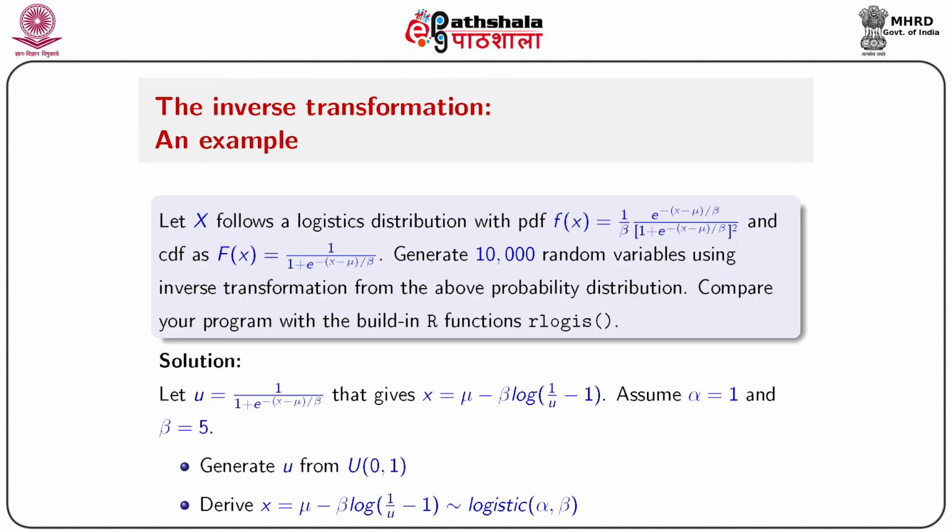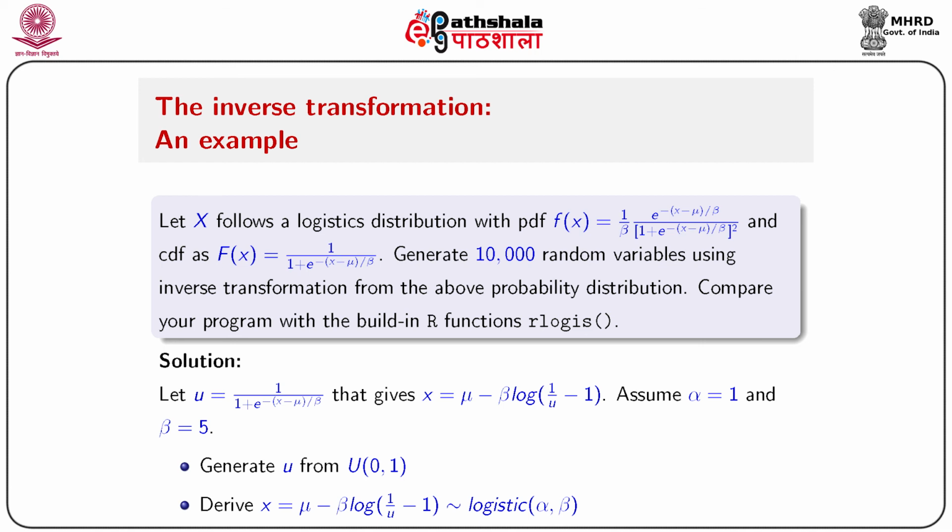So we'll take one example here. Let X follow a logistic distribution with pdf f(x) in this form, and CDF F(x) is 1 by 1 plus e to the power minus (x minus mu) by beta. Then generate 10,000 random variables using inverse transformation from the above probability distribution, and compare your program with the built-in R function rlogis, all lowercase. This function is inbuilt in R to generate a logistic random variate.